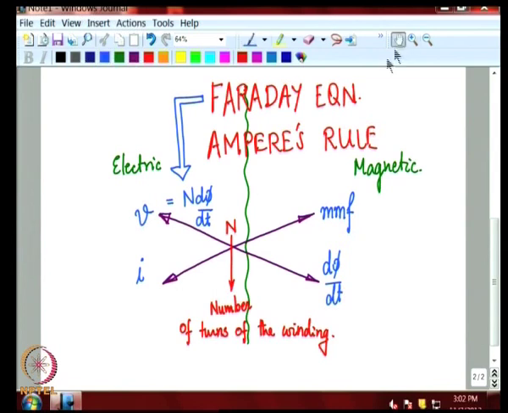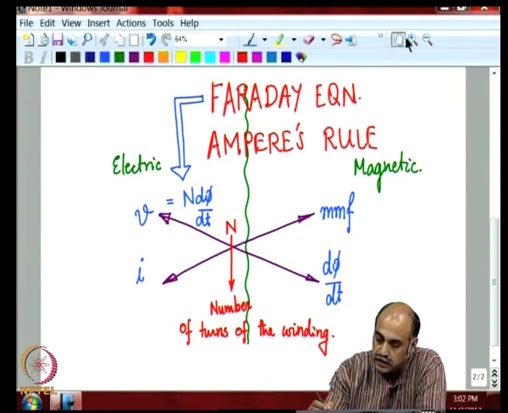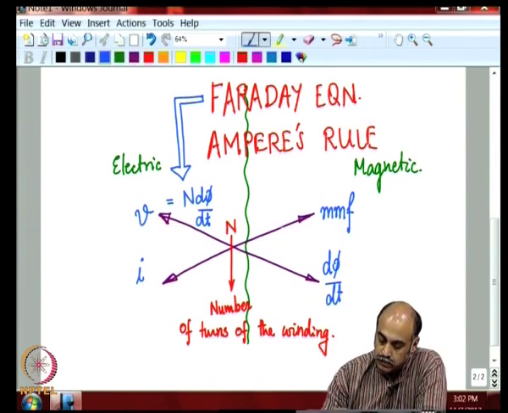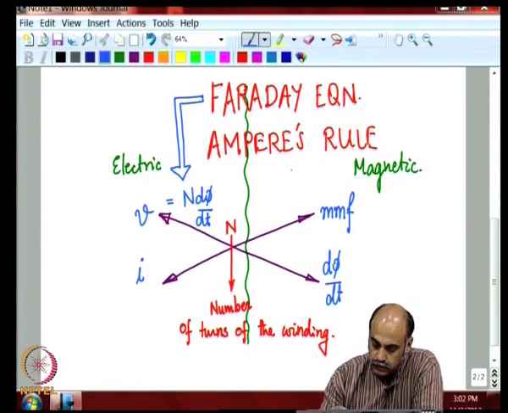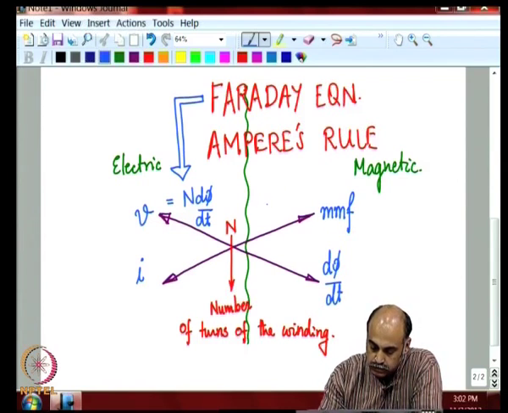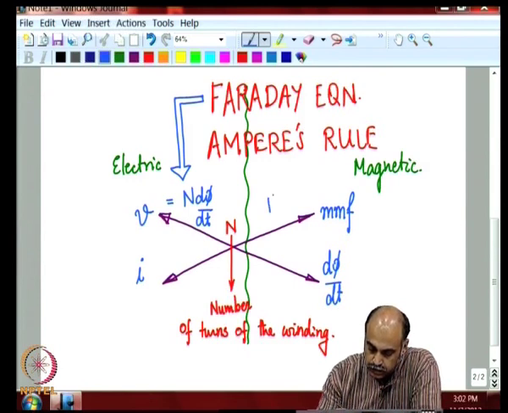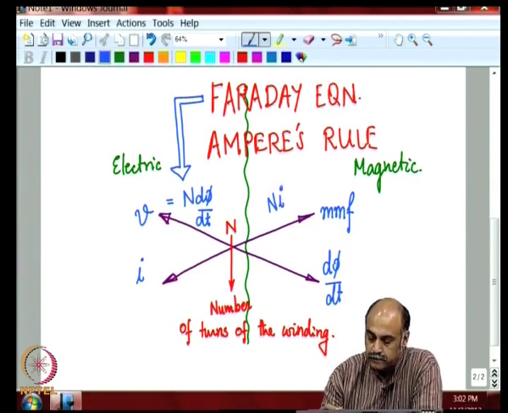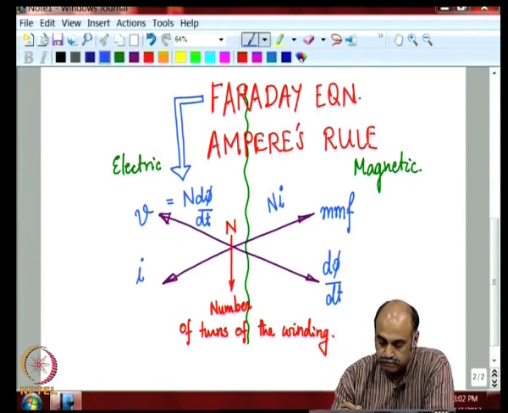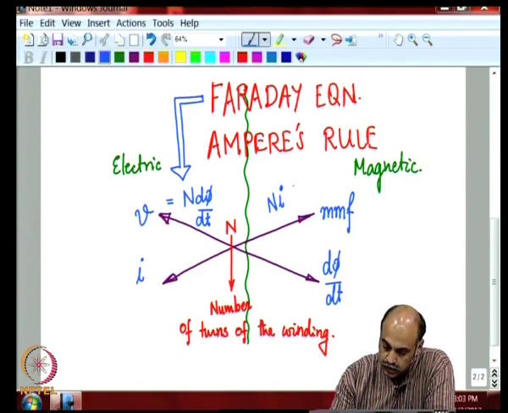Now, to link the MMF and the current, we have the Ampere's rule, which states N I, which is the ampere turns, is equal to MMF.